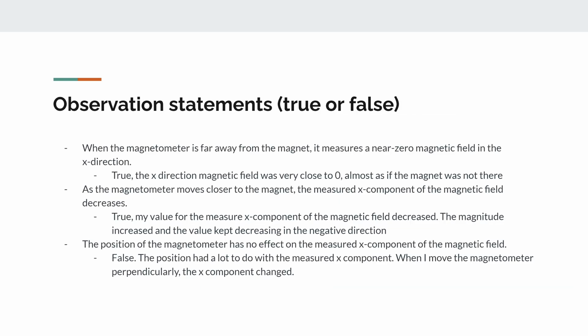So observation statements, just a couple observations that I found. When I brought the magnetometer far away from the magnet, it measures almost a zero magnetic field, as if the magnet wasn't present. The magnetic field definitely is present at the magnetometer, but it's so small that the app doesn't read it. So as the magnetometer moves closer to the magnet, the measured x component decreases. That's true. The value kept decreasing and becoming more negative. So the magnitude kept increasing.